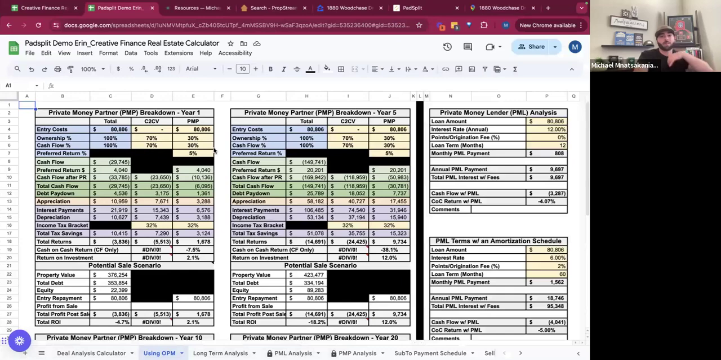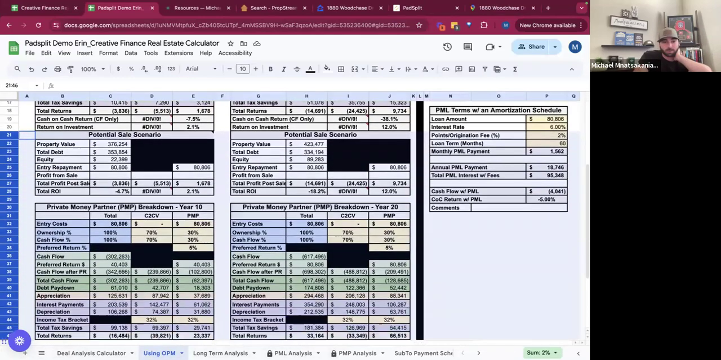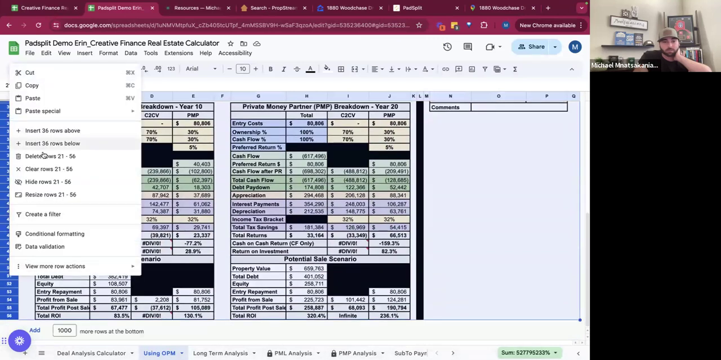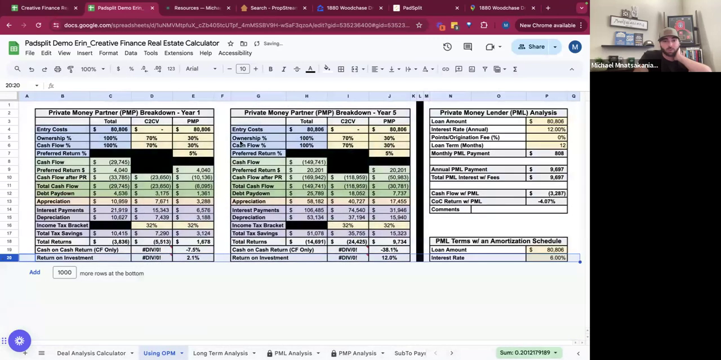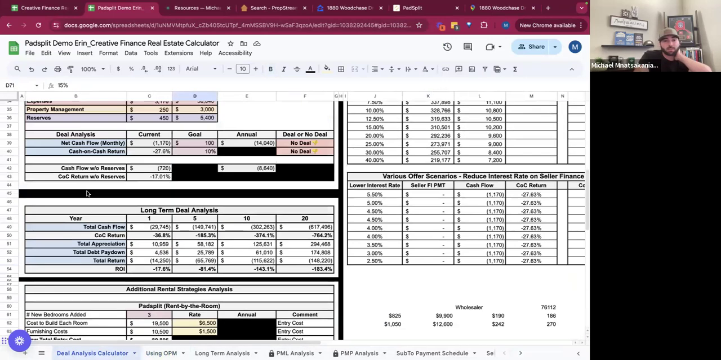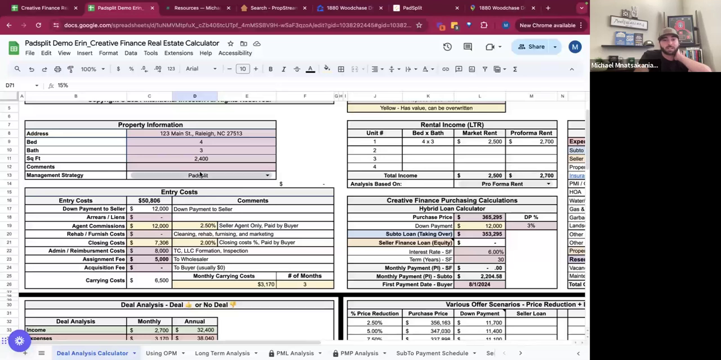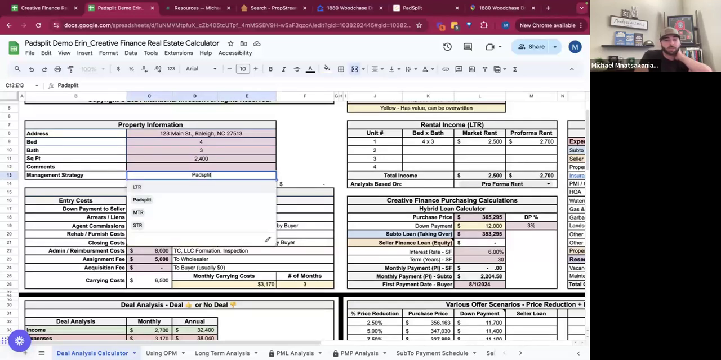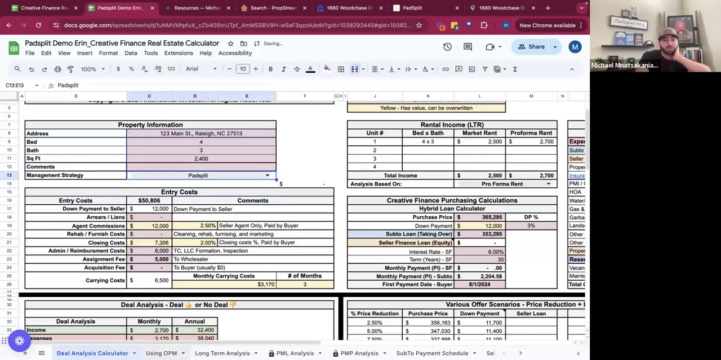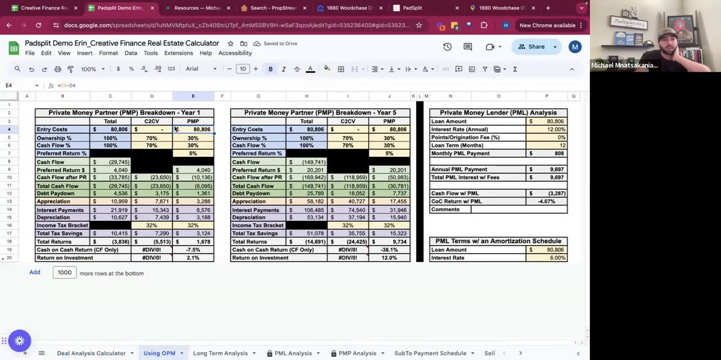So this is, if you come in as a private money partner, how will this look? Let me just minimize it. Let me just get rid of all this for now. So for the 1 and 5 year, okay. Because we set the entry cost here is 50,806, because we set the management strategy to Padsplit, all the information is Padsplit information.